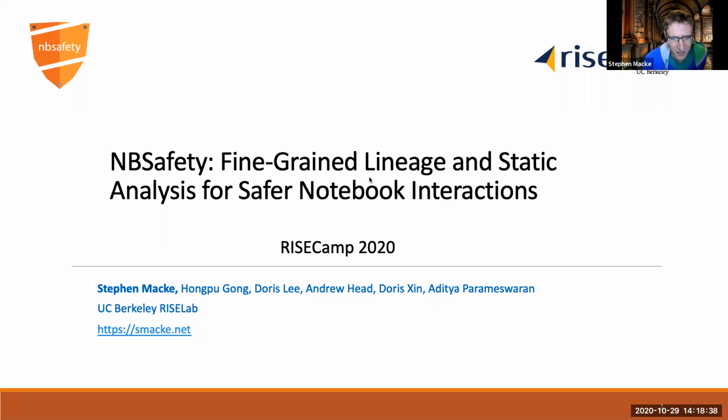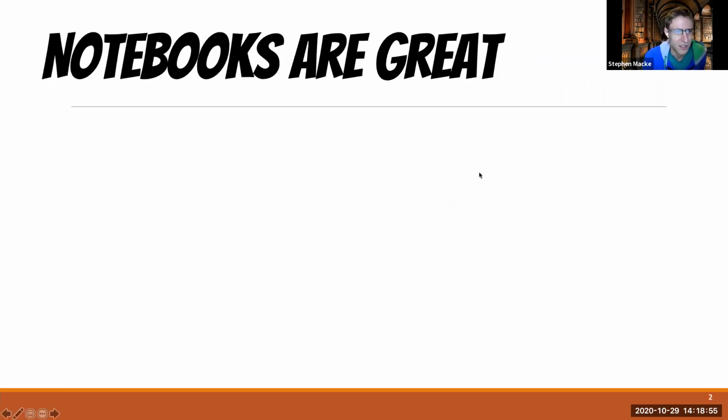So what is NBSafety? It is a custom Jupyter kernel to try to make it easier to reason about out of order execution in computational notebooks. So before I get into how to use it and what the interface looks like, let me just briefly motivate it a little bit.